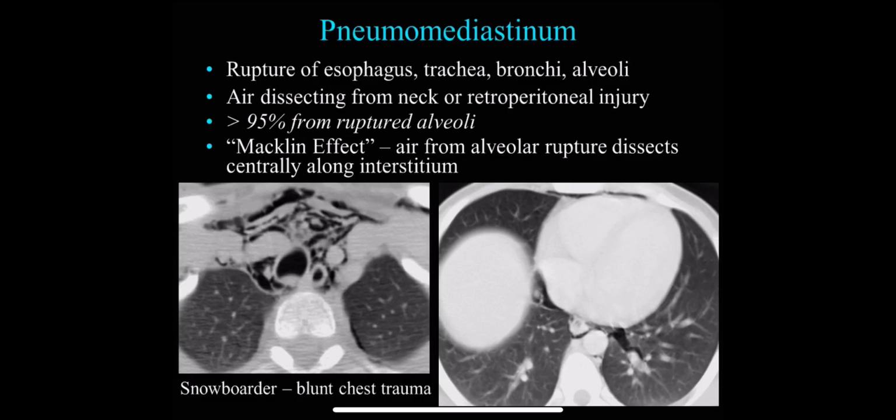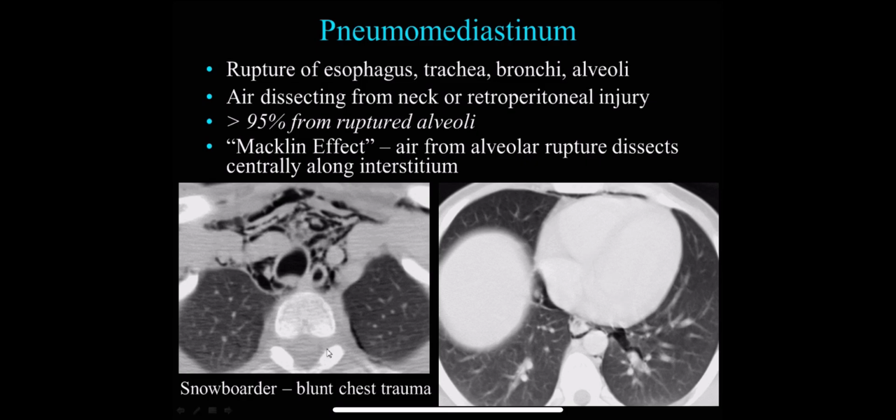Briefly on pneumomediastinum, one has to be concerned when one sees a pneumomediastinum in trauma. Could there be a rupture of esophagus, trachea, bronchi, but also just ruptured alveoli can lead to pneumomediastinum. Pneumomediastinum can also occur from air dissecting from neck or retroperitoneal injuries. But keep in mind, statistically, over 95% of cases of pneumomediastinum are from ruptured alveoli. And this has been the so-called Macklin effect, where air from alveolar rupture dissects centrally along the interstitium.